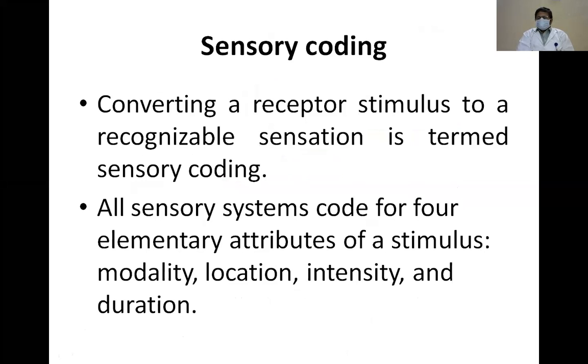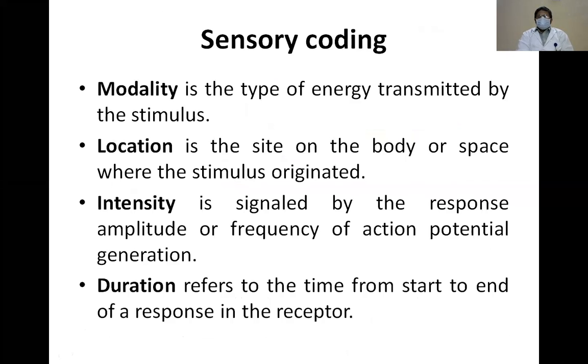All the sensory systems code four elementary attributes: the modality, the location, the intensity, and the duration. Modality is the type of energy transmitted by the stimulus. Location is the site of the body where the stimulus is originating. Intensity is signaled by the response amplitude and the frequency of the action potentials generated. The duration refers to the time from the start to the end of the response of the receptor.